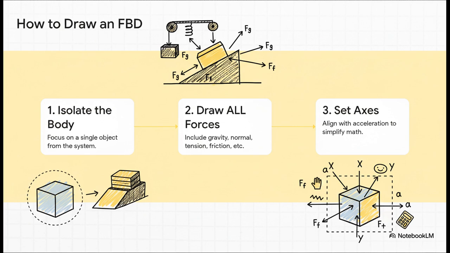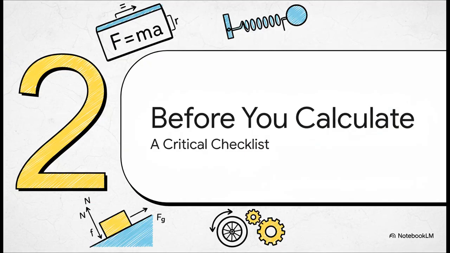And hey, here's a pro tip. If you can, always try to align one of your axes with the direction of acceleration. It's going to save you a ton of math later on. Okay, so your FBD is drawn. You're feeling good, right? But hold on. Before you jump into F equals MA, there's a quick mental checklist. And honestly, this little checklist is what separates the top scores from everyone else.